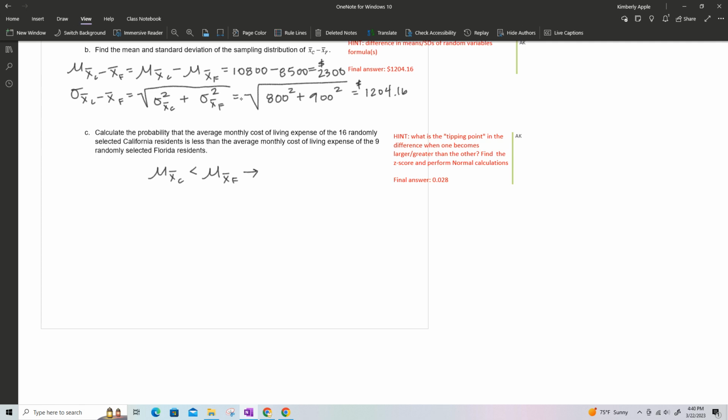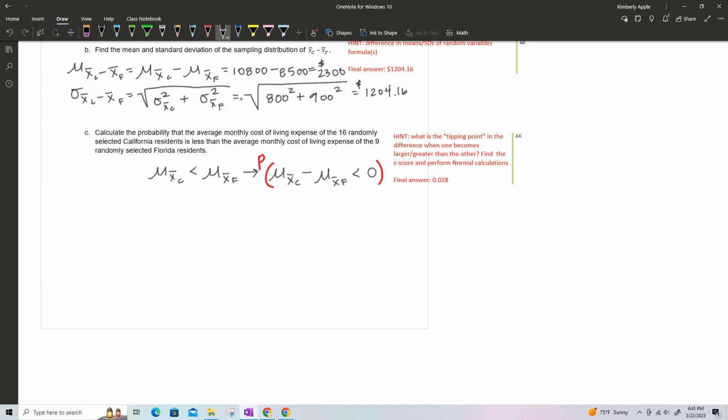Now, if you understand that we're actually looking for that difference, we can just use the miracles of high school algebra to come up with this inequality. I just moved the mean of the sampling distribution for Florida over to the other side by subtracting it, and I'm left with less than 0. And this is actually what we need to find, the probability of this, right?